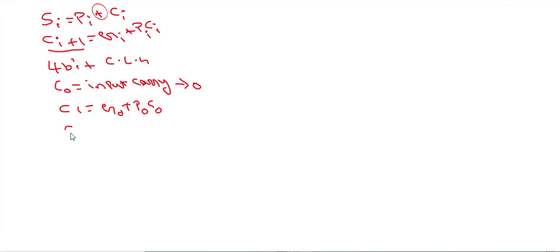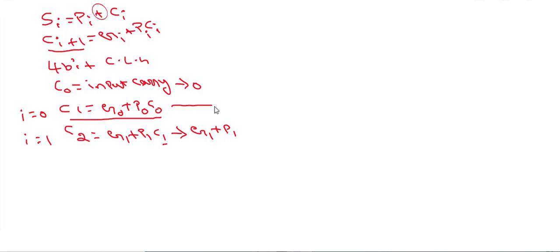If you go with C2, it is i plus 1, so i becomes 1. In the first case i is 0, in the second case i is equal to 1. So C i plus 1 is C2, which is G1 plus P1 and C1. If you expand this formula, write G1 plus P1 as it is, and for C1 apply the formula we got previously, G0 plus P0 into C0.